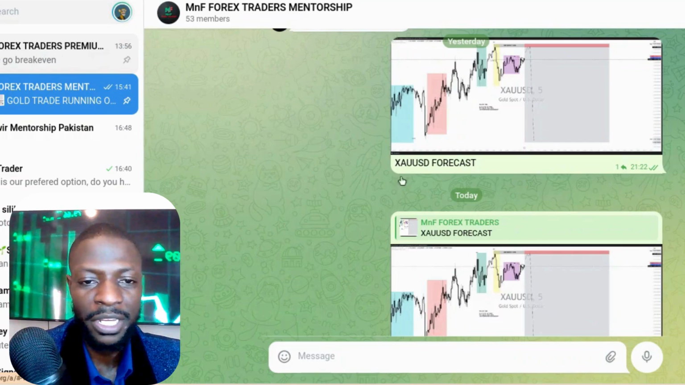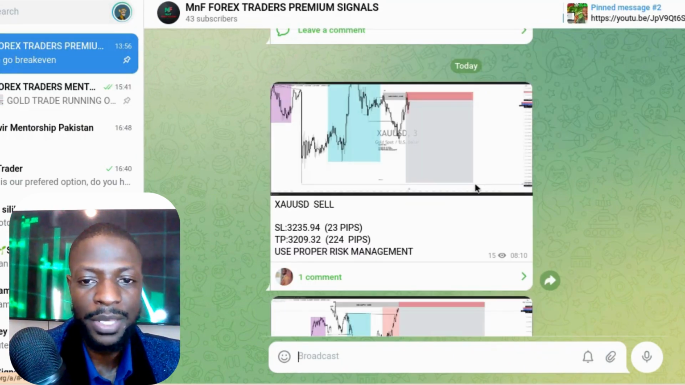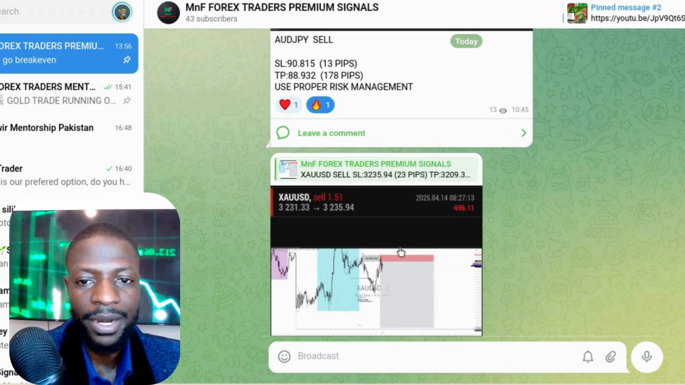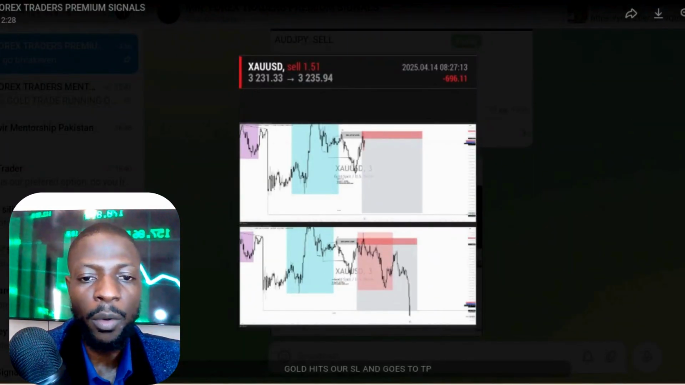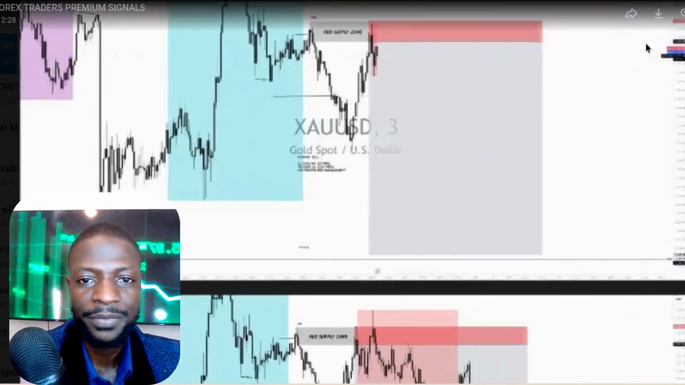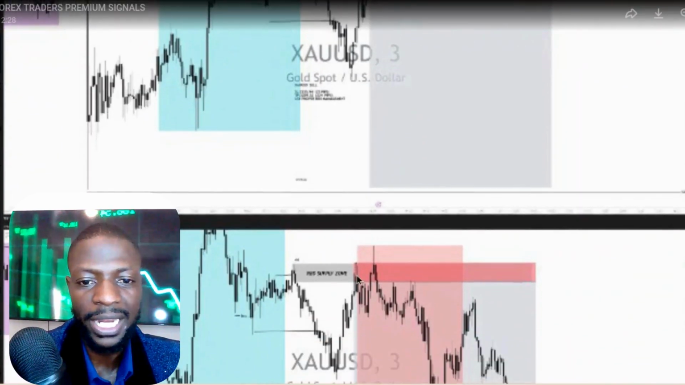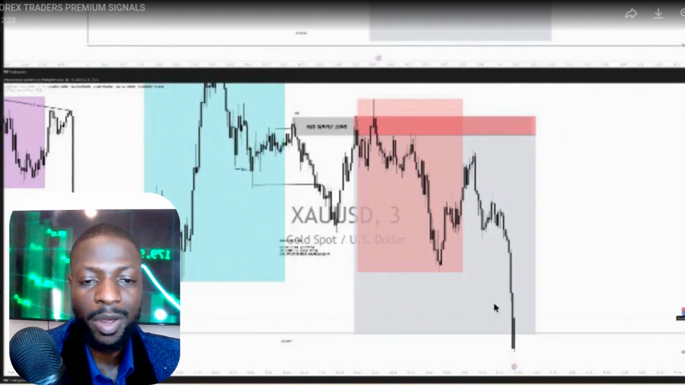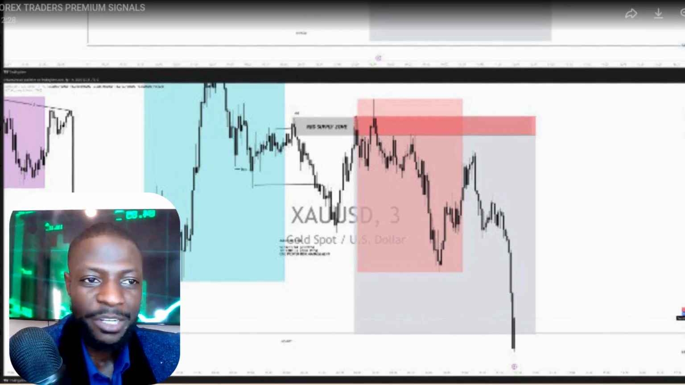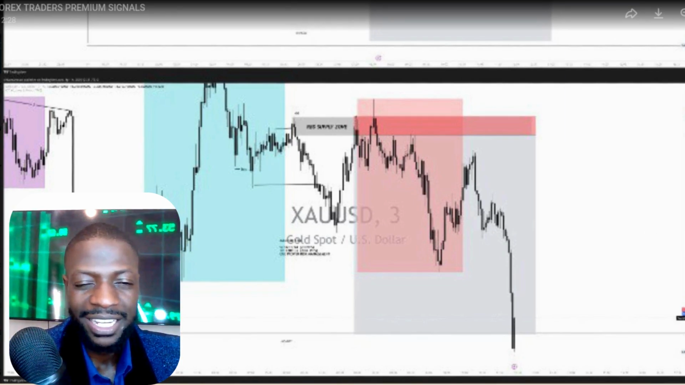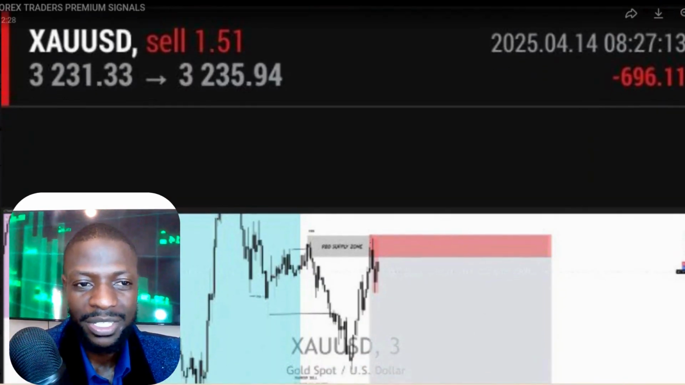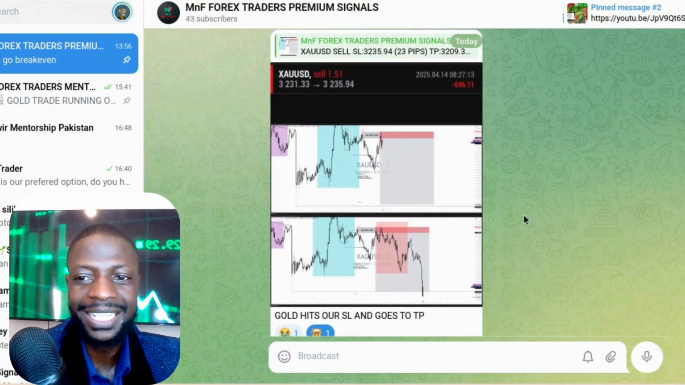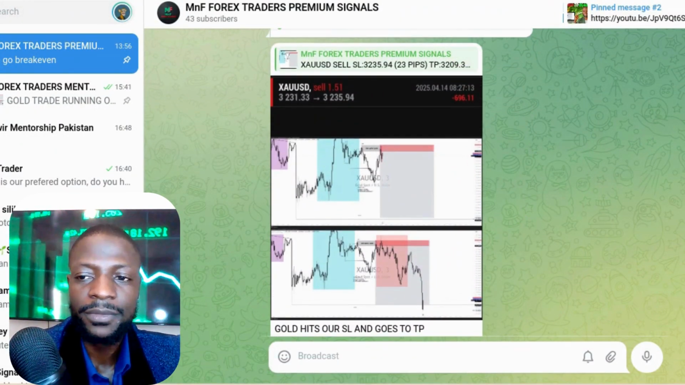So even you can check right here in our signals community, you can see that after we entered right here, the market ended up going all the way to our take profit right here. So you can see we were taken out from here, and then the market ended up going all the way to our take profit. And for me personally, I lost about $691 right here, which was kind of bad because the market ended up doing exactly as I thought it was going to.